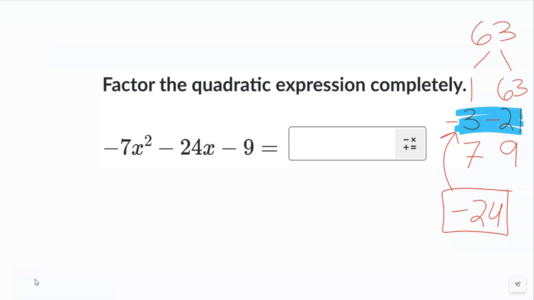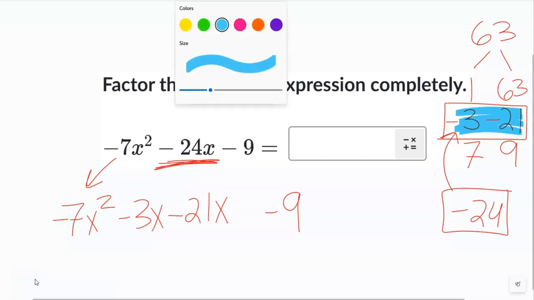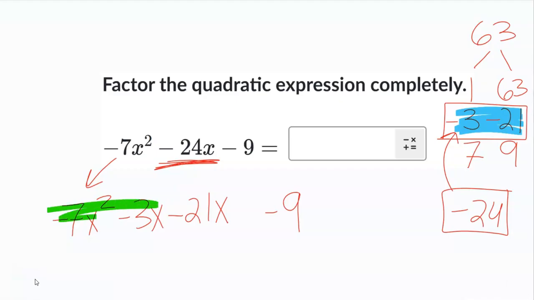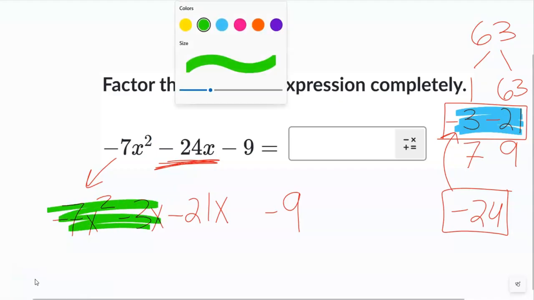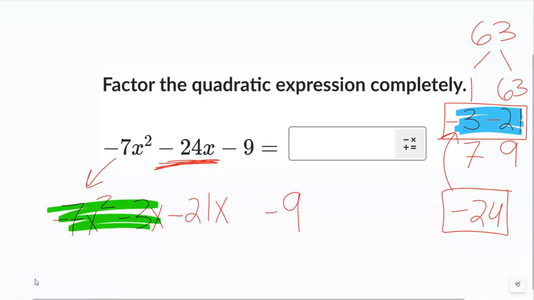All right, so our numbers are negative 3 and negative 21. So you first write off 7x squared, and then the back is negative 9. In the middle, we're going to break this up into these two numbers. Negative 3x, negative 21x. And now you're going to treat this as two different factors. We're going to factor these numbers, and we're going to factor these numbers. That's a bad color. Let's try that again. Let's try yellow.